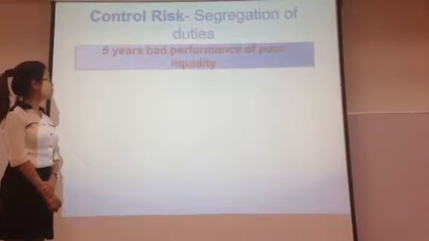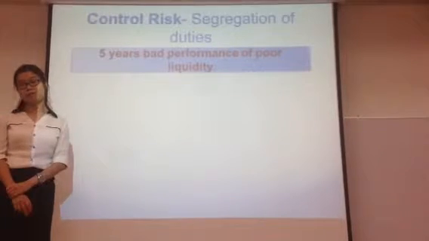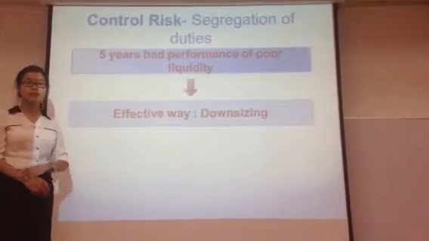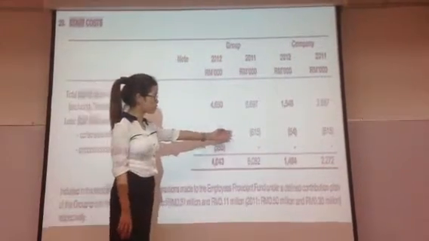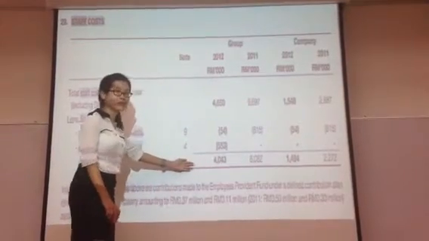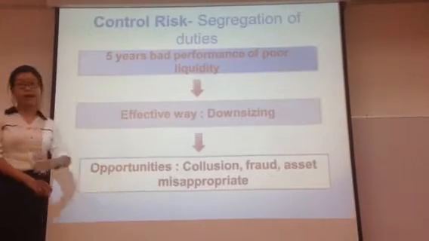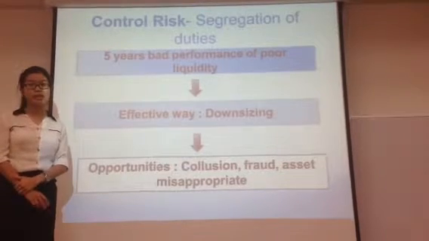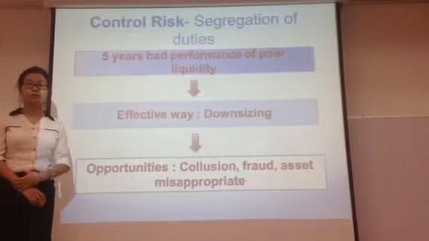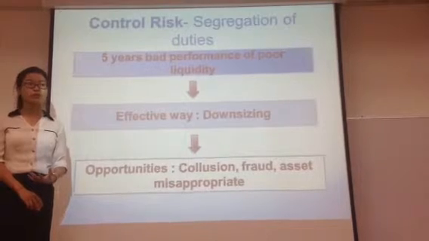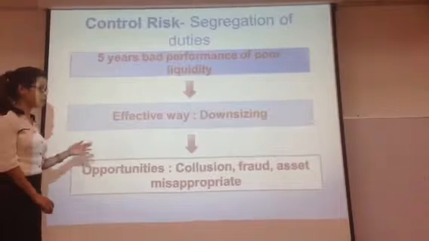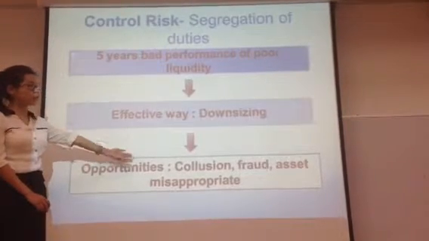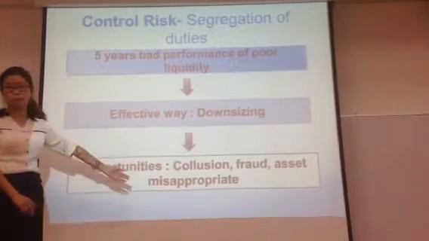For 5 years, given the bad performance of poor liquidity, the most effective way is actually downsizing. As you can see from the annual report, the company actually cut down the total staff cost from 6,000 million to 4,000 million. A portion of the employees will be laid off, but their jobs still need someone to take over. So the existing employees may have to be in charge of more aspects of responsibility. So it creates the opportunity for them to create collusion, fraud, and asset misappropriation.